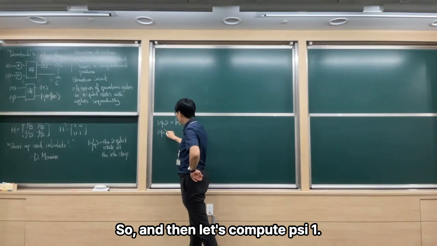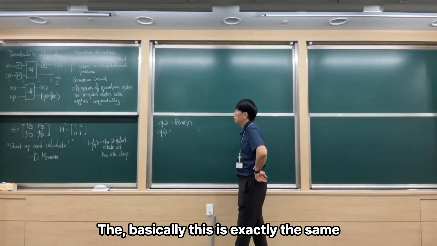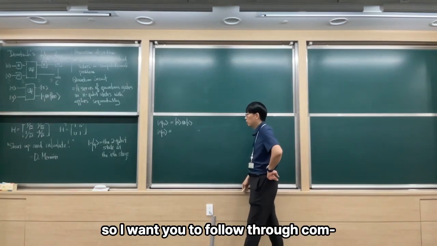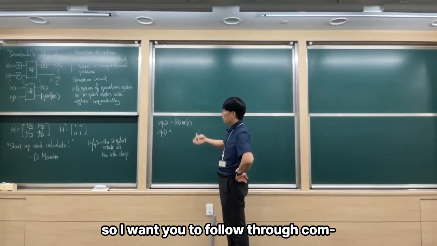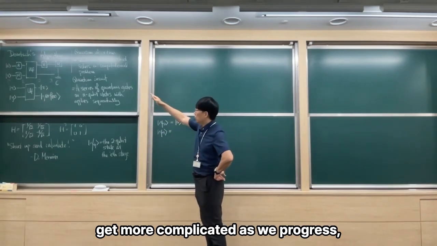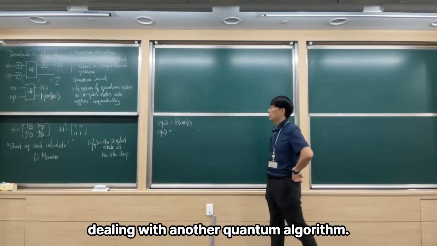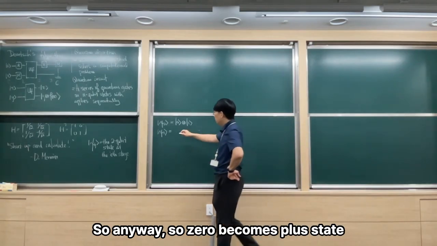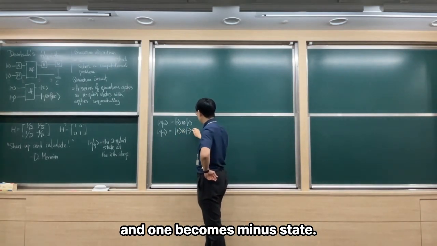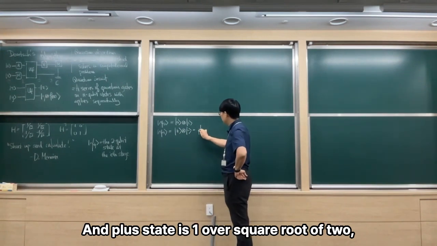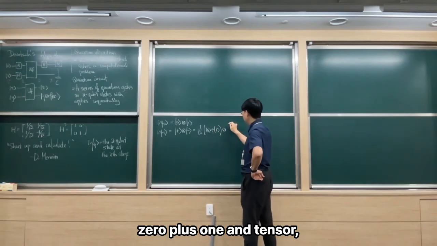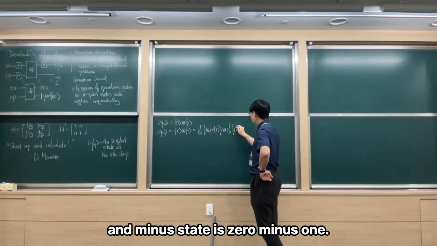Then let's compute psi 1. Basically this is exactly what I did last time, but I did it really fast. I want you to follow through one by one, because it's going to get more complicated as we progress, as we deal with another quantum algorithm. Anyway, 0 becomes plus state and 1 becomes minus state. Plus state is 1 over square root of 2, 0 plus 1, tensor, and minus state is 0 minus 1.